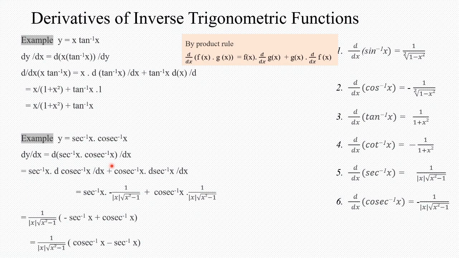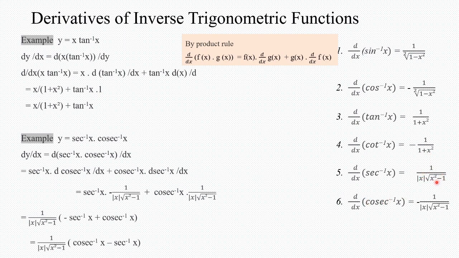Dy by dx is equal to d of sec inverse x cosec inverse x by dx, which is equal to sec inverse x times differentiation of cosec inverse x plus cosec inverse x times differentiation of sec inverse x. That is equal to sec inverse x times minus 1 divided by modulus x times under the root x square minus 1, plus cosec inverse x times 1 divided by modulus x times under the root x square minus 1.